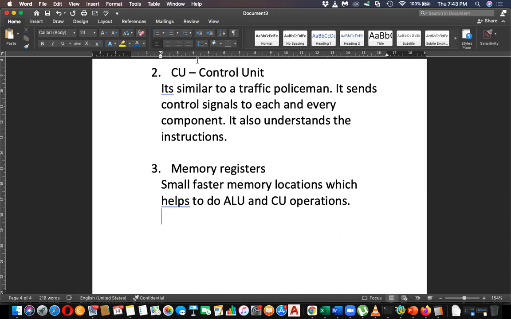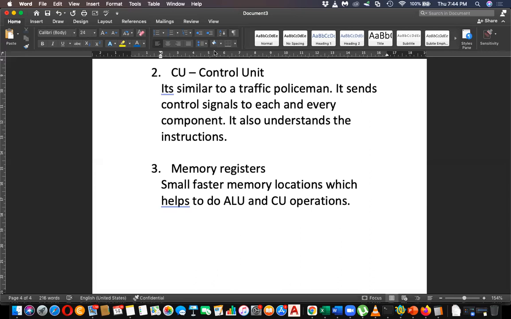And there are some more. Can somebody tell that? It is not there in the book, but there are some more. Can someone tell me the answers? So what are the other components other than ALU, CU and memory registers? What's there inside the CPU? Inside the central processing unit, what are the other components? I'm asking, what about RAM? Is it inside that?